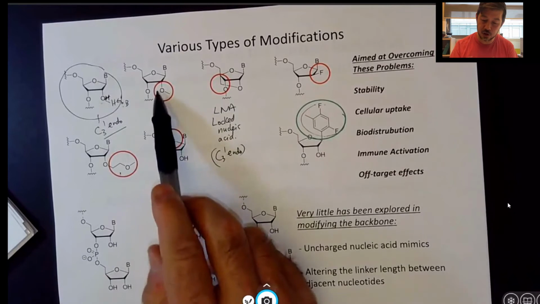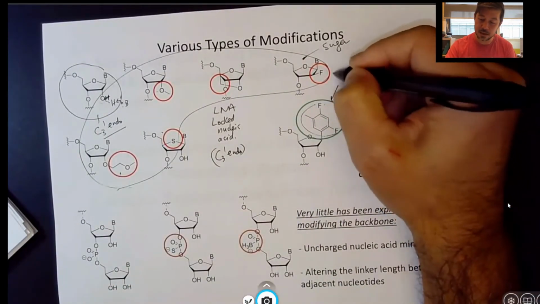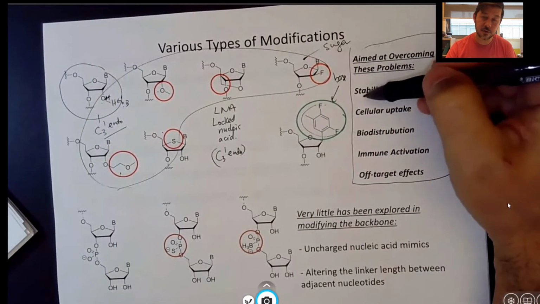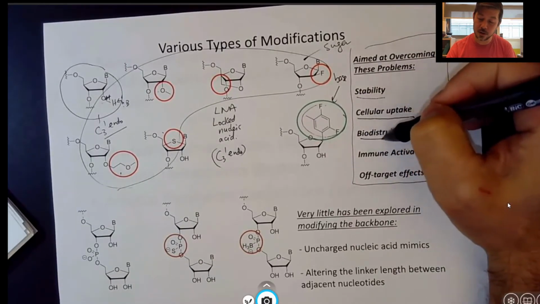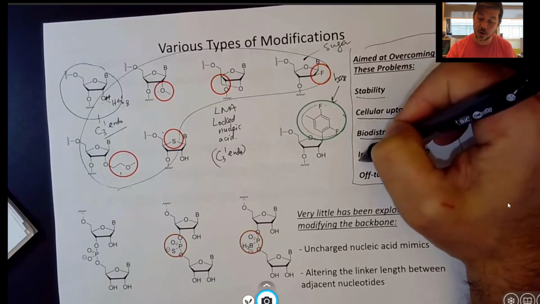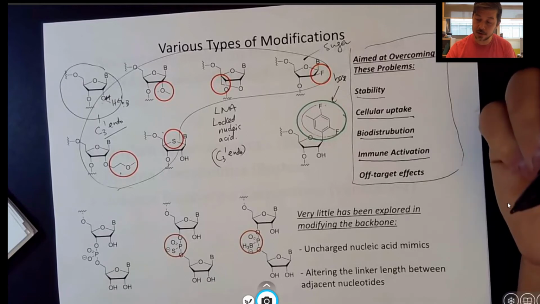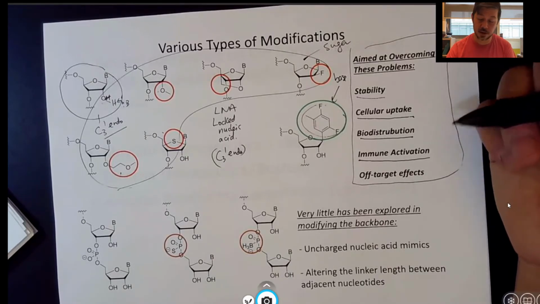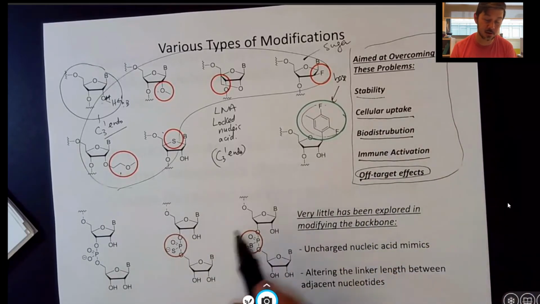So here we have sugar modifications, and this is a base modification. And again, all of these modifications are done at improving things like stability, cellular uptake, where it goes in the cell, so the biodistribution. We want to make these molecules not immune system active, so we don't want our immune system to target these molecules if they're a potential class of therapeutics, and then furthermore off-target effects, so targeting similar genes.